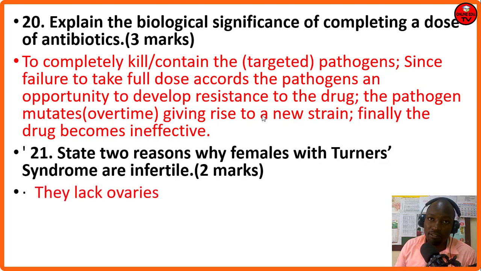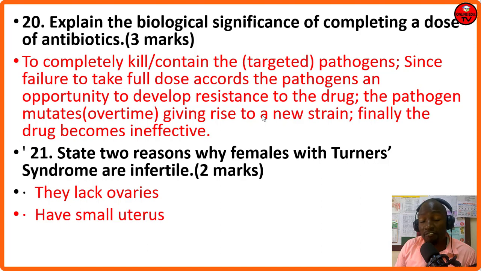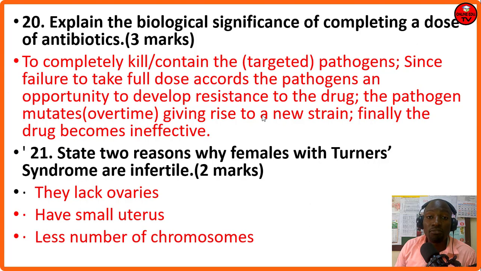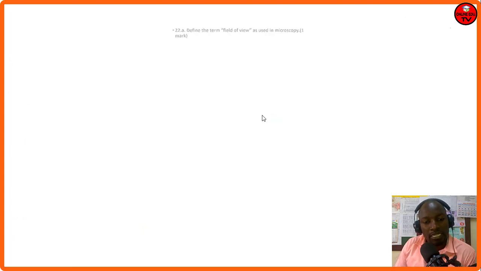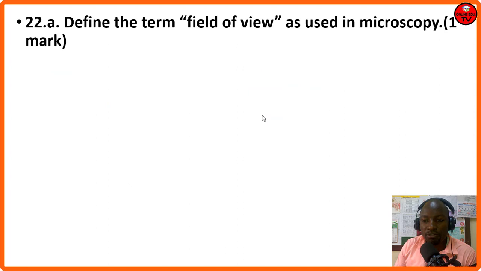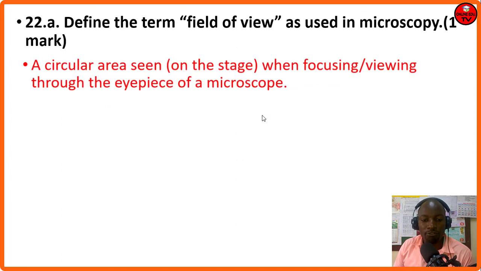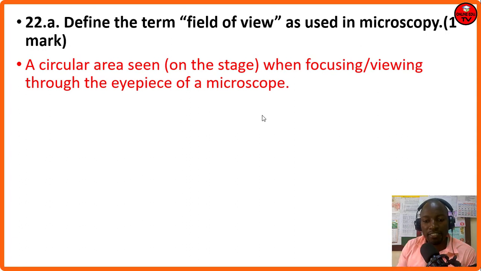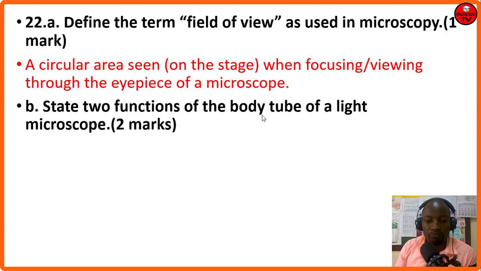Reason number 1 is they lack ovaries. They have a very small uterus, and they have fewer chromosomes. Now, define the term field of view as used in microscopy. The term field of view is a circular area seen on the stage when focusing, viewing through the eyepiece of a microscope. That's a small circular area when focusing or viewing through the eyepiece of a microscope.